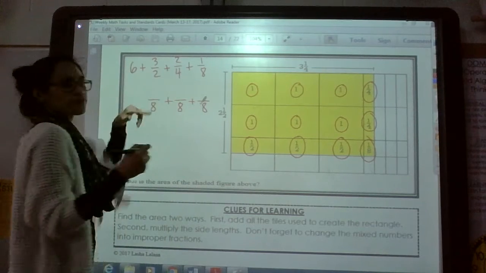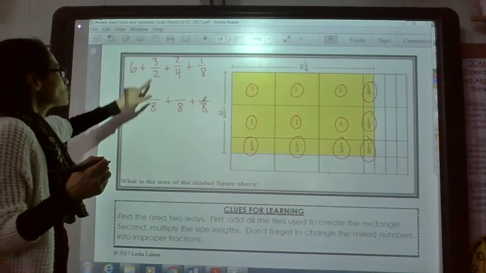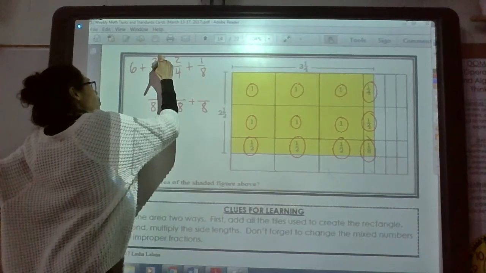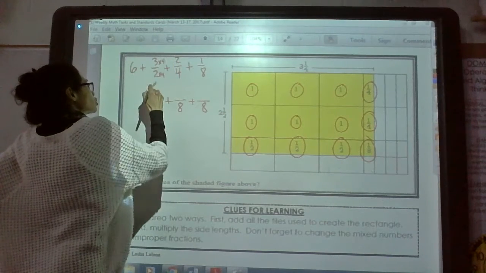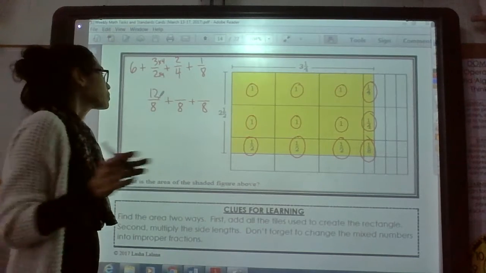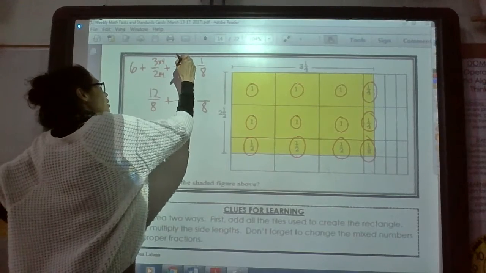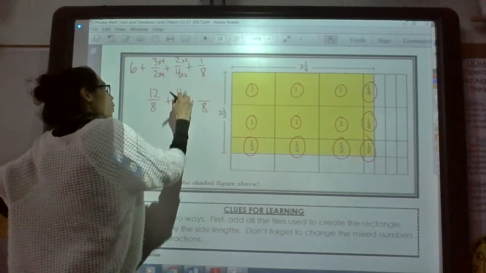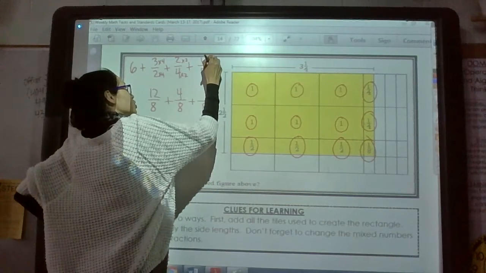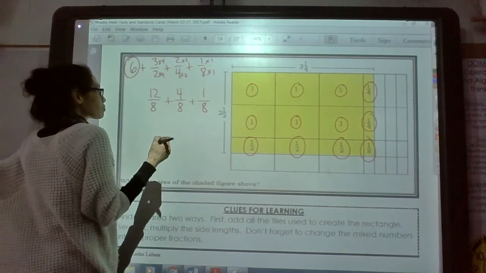All right, and now let's convert them to equivalent fractions. 2 times what is 8? 2 times 4 is 8, so I need to do 3 times 4, which is 12. And yes, that's an improper fraction just like that. Just leave it right there, okay? 4 times what is 8? 4 times 2. So I do 2 times 2, which is 4. And 8 times what is 8? 8 times 1. So we do times 1, which is 1. Now leave that 6 by itself. We'll add that in the end.